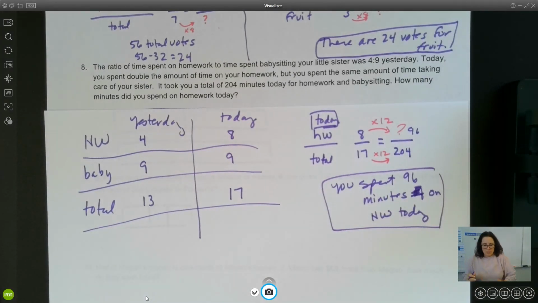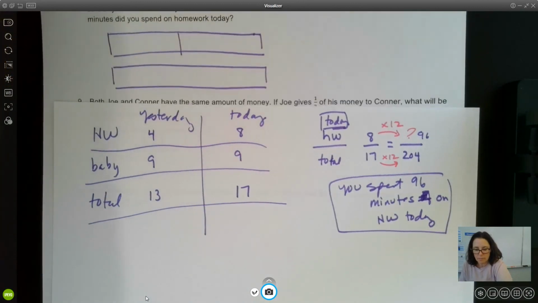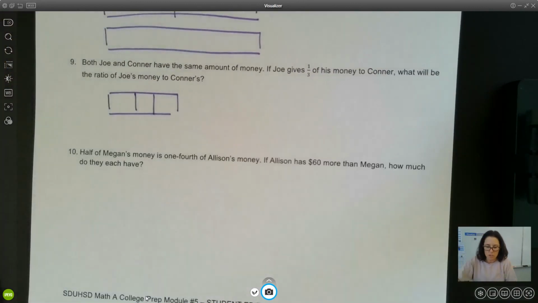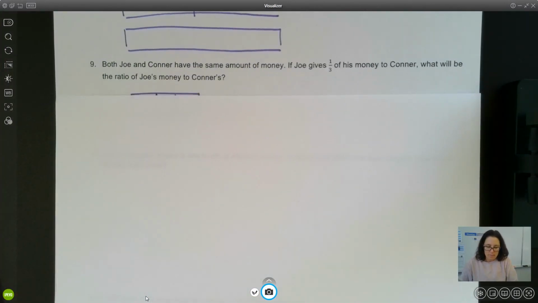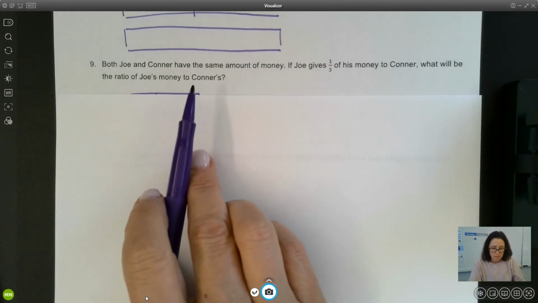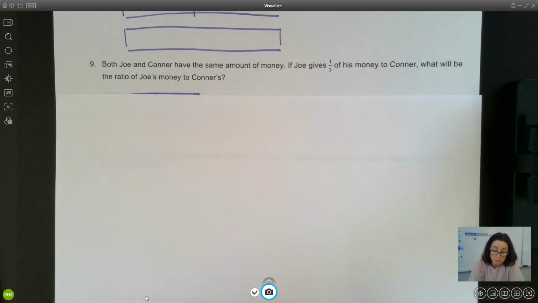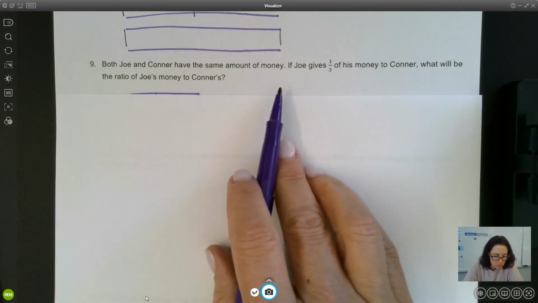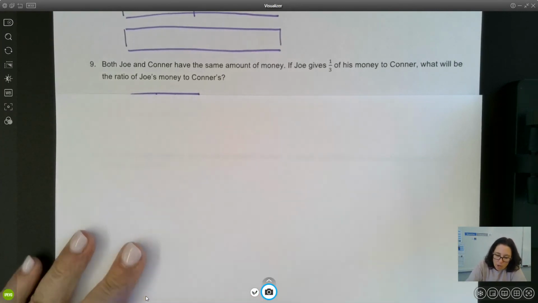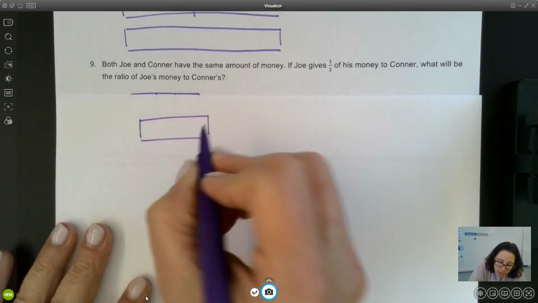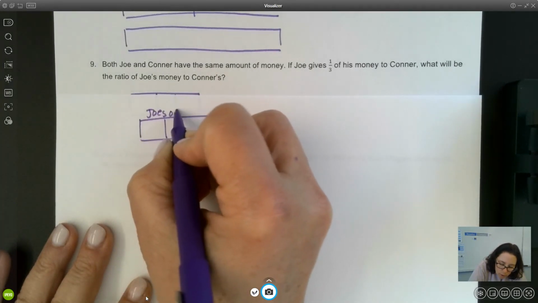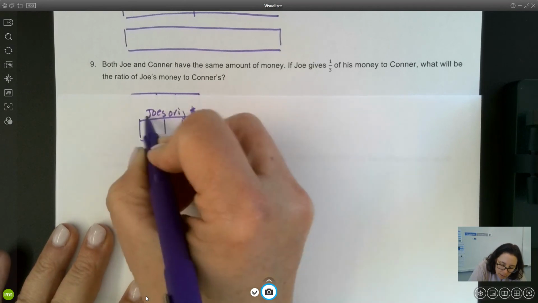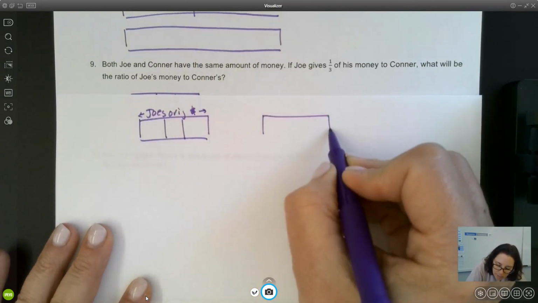All right, now number 9, I started doing this one by a model, so I have to flip the page, scooch this up and then flip the page to look, and I started that one with a model. All right, so this guy, Joe and Connor, I think this one and number 10 are best by models. Joe and Connor have the same amount of money, and they talk about a third. So let's set, this is Joe's original money right here. And they have the same.